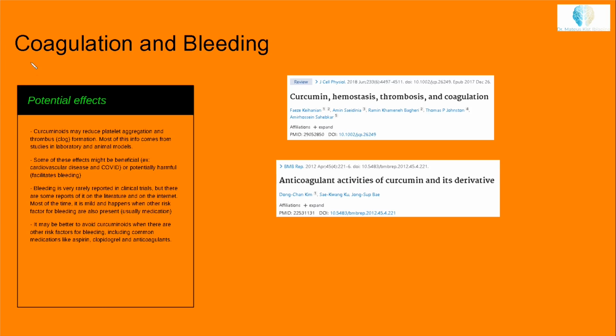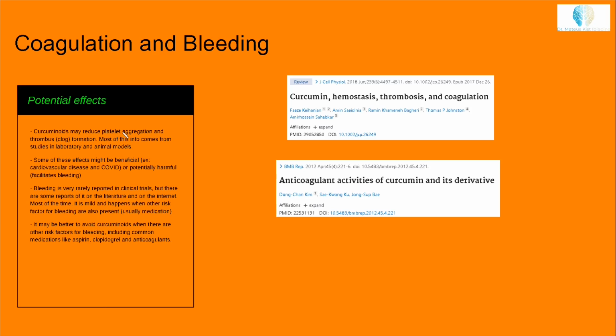So let's talk a little bit about the effects of curcumin on coagulation and bleeding. Curcumin does have some potential effects on coagulation and bleeding. Curcumin has some effects that overall facilitate bleeding. It diminishes the formation of thrombus. Thrombus is the scientific name of clots, for example. Specifically, curcumin may reduce platelet aggregation and the coagulation cascade, the formation of the thrombus. Most of this information comes from studies in laboratory, in animal models, in rats.